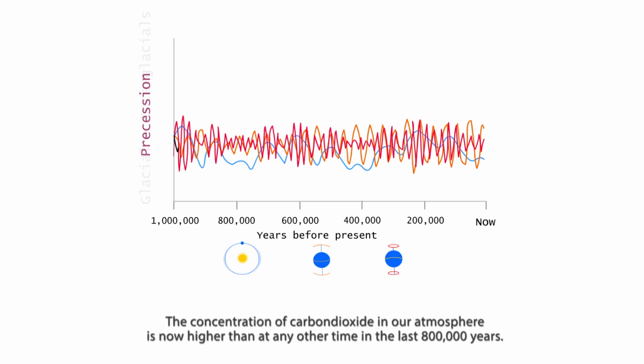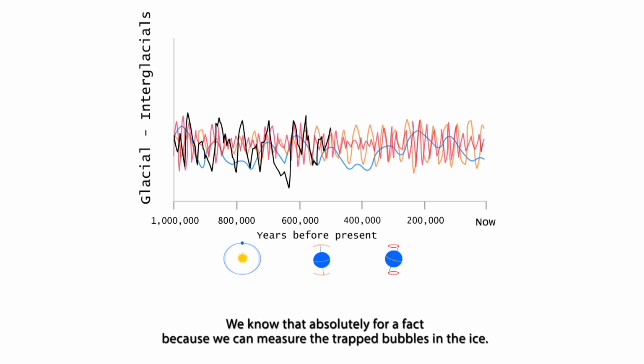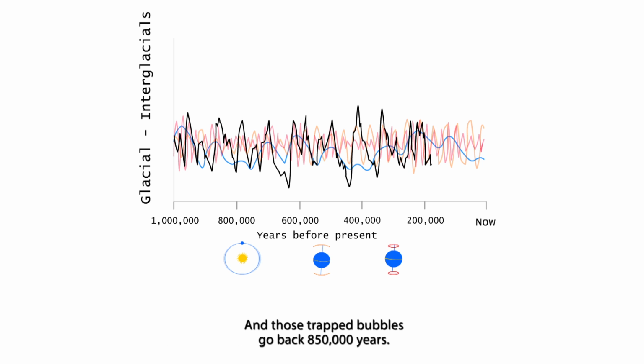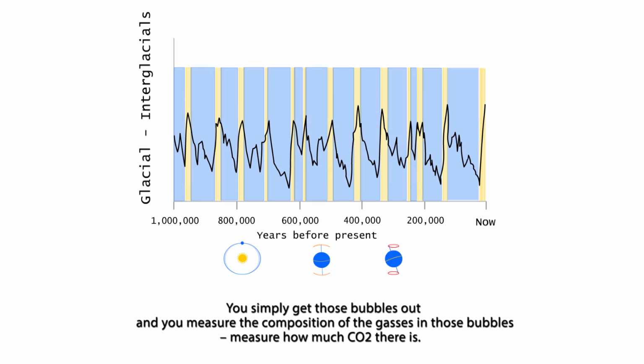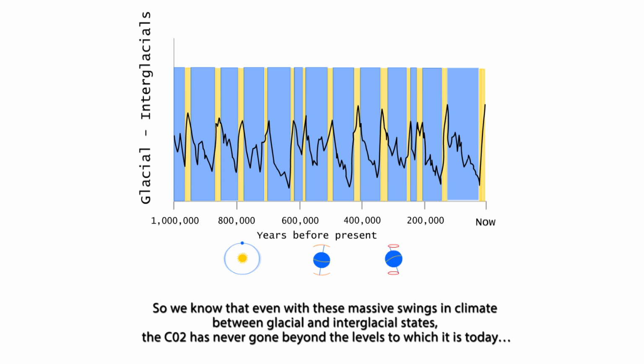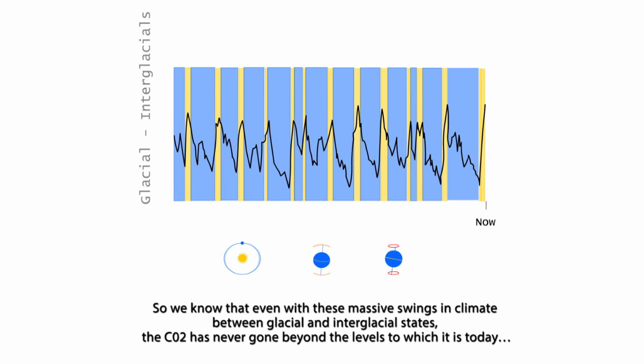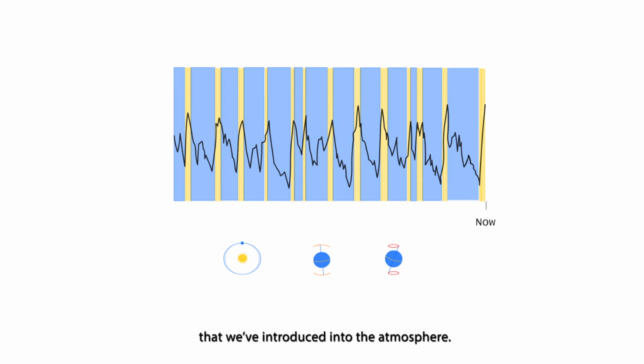The concentration of carbon dioxide in our atmosphere is now higher than any other time in the last 800,000 years. We know that absolutely for a fact because we can measure the trapped bubbles in the ice, and those trapped bubbles go back 850,000 years. It's an ice core called Dome C. You simply get those bubbles out, you measure the composition of the gases in those bubbles, and you measure how much CO2 there is. So we know that even with these massive swings in climate between glacial and interglacial states, the CO2 has never gone beyond the levels which it is today that we've introduced into the atmosphere.